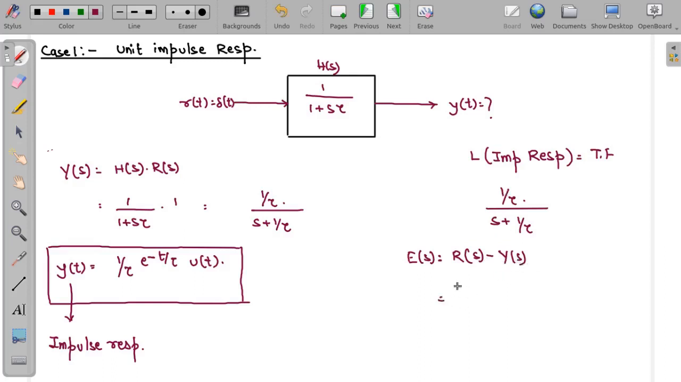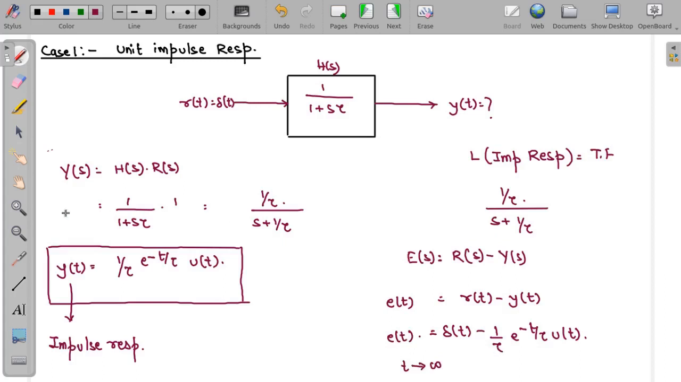So this will be equal to r(s), which is del t because it is an impulse. If you take the inverse Laplace transform, e(t) is equal to r(t) minus y(t). So r(t) is del t minus 1 by tau e to the power minus t by tau u(t). Very quickly calculate this. This is your error. So what will be the steady state error? Steady state error is the error that we have at steady state, or as t tends to infinity. So calculate that and tell me what the answer will be.